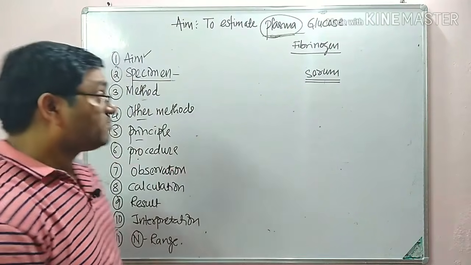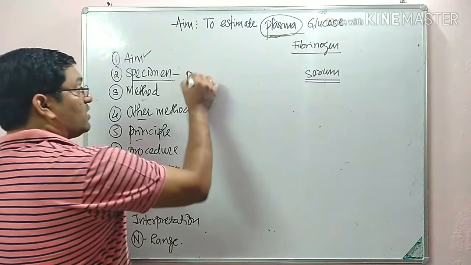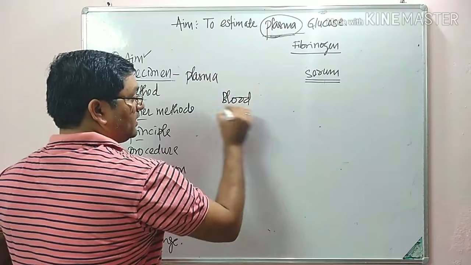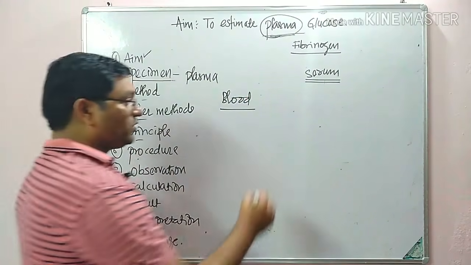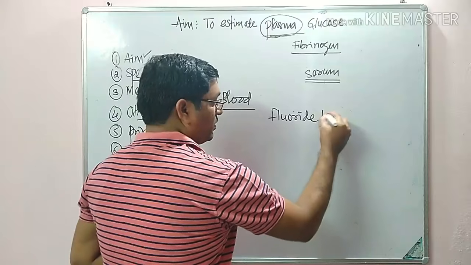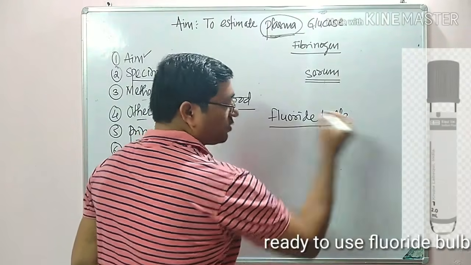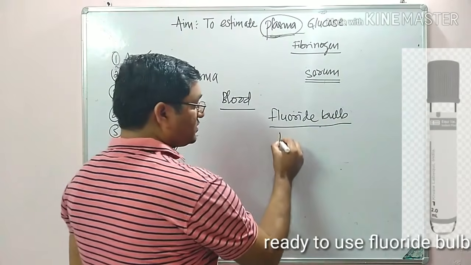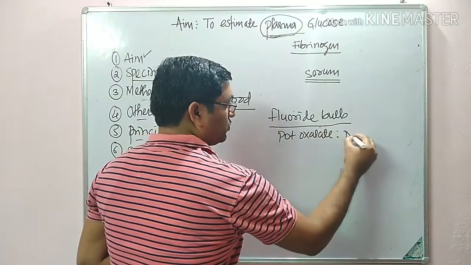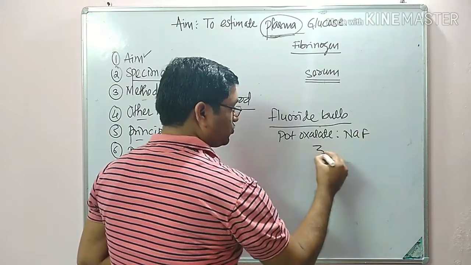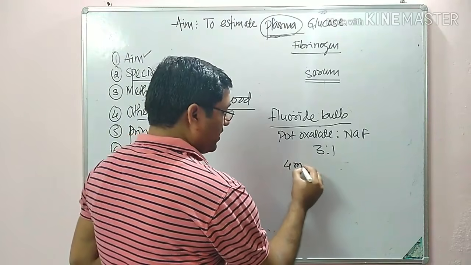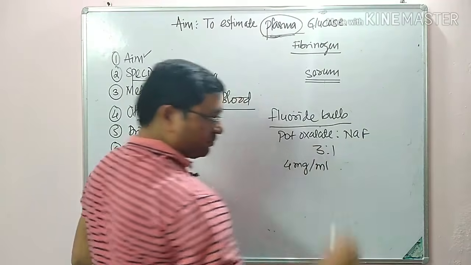Now, how will you get a plasma? To get a plasma, collect blood in a vial or tube that is known as a fluoride bulb. Now, what is the composition of the fluoride bulb? It contains potassium oxalate and sodium fluoride in the ratio of 3:1. And the quantity required is 4 milligram per ml of blood.